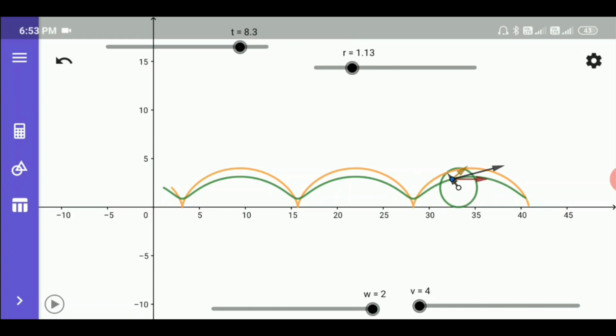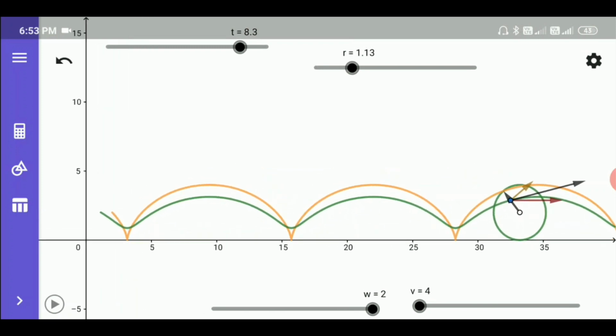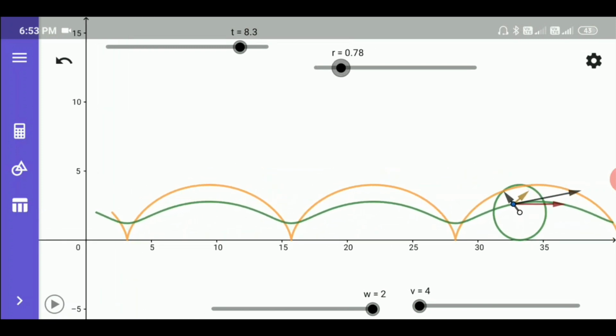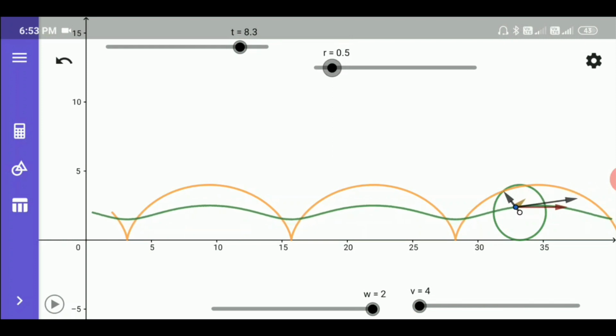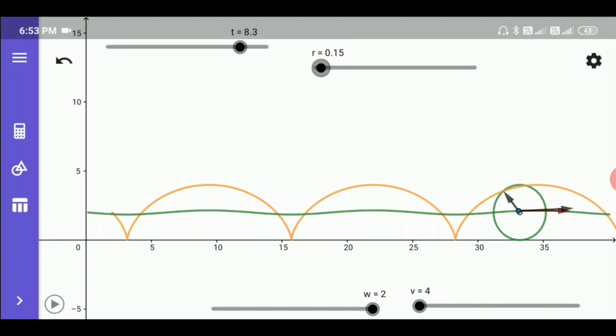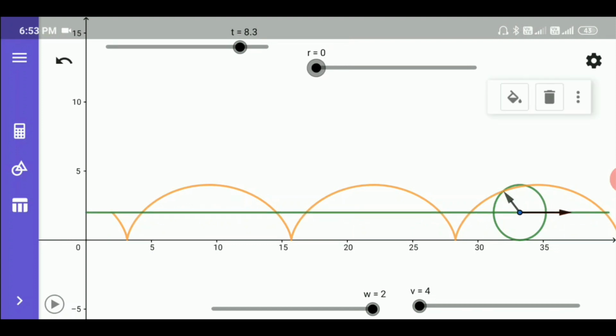I can show you. Carefully follow that blue point as it comes to the center, and it becomes a straight line like this, because at the center we have r equals 0, so r omega will always equal 0, and only V_CM will be there, so the curve will be a straight line.